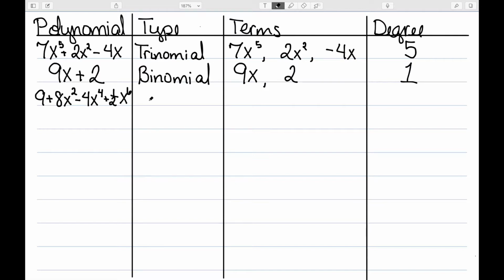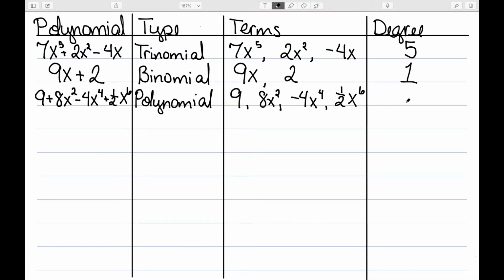My next one, 9 plus 8x squared minus 4x to the fourth plus 1/2 x to the sixth. This one actually has four things, so it's just a generic polynomial. It doesn't have a special name. I have a 9. I then add an 8x squared, so that's my next term. My third term, negative 4x to the fourth. And then my final term, 1/2 x to the sixth. If I look at my exponents, the biggest one is going to be this 6, so my degree is 6.